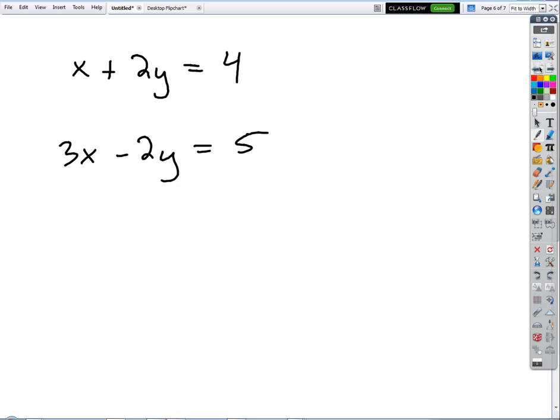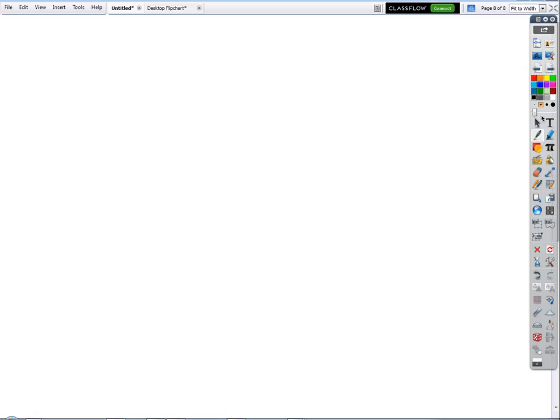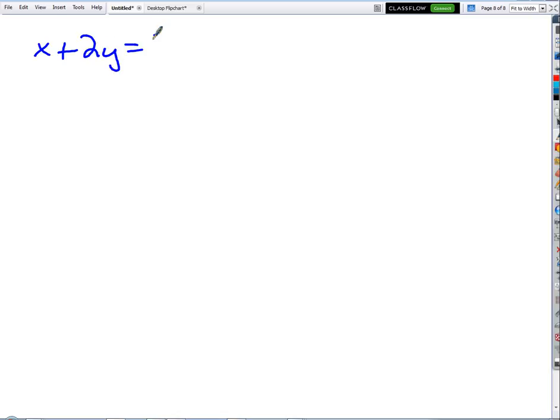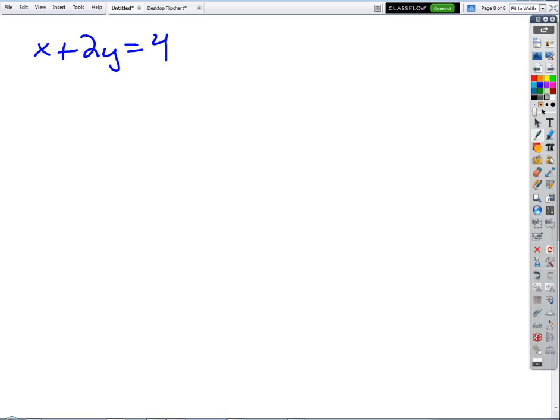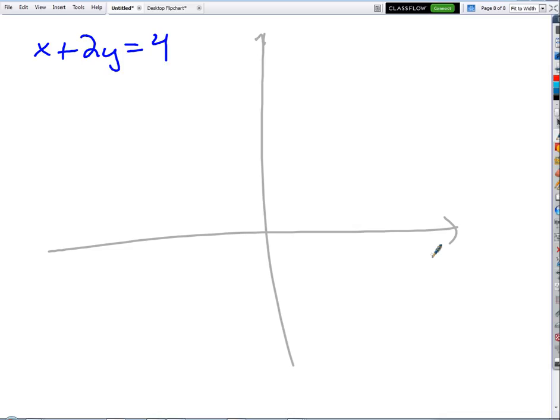Okay? Let's just for a second take the top equation by itself. So x equals 2y plus 4, or x plus 2y equals 4. Let's try that one. Let's graph this for a second. This is good review for us. How are we going to graph that equation? We could put it in slope-intercept form. What is slope-intercept form, real quick?